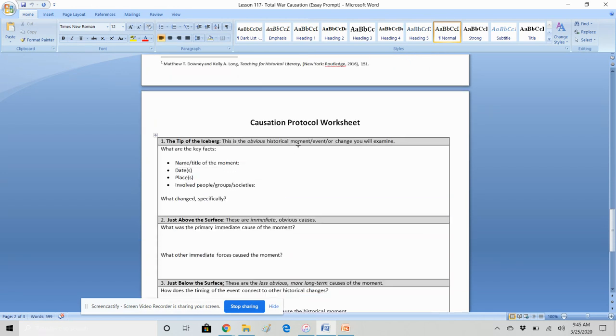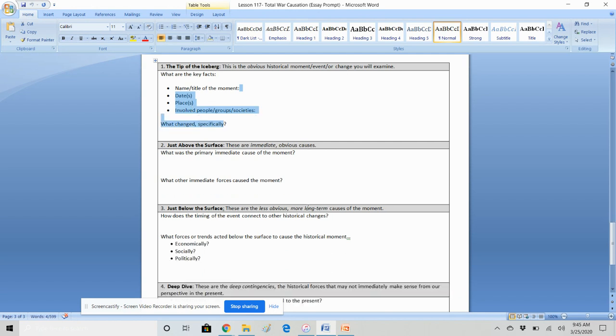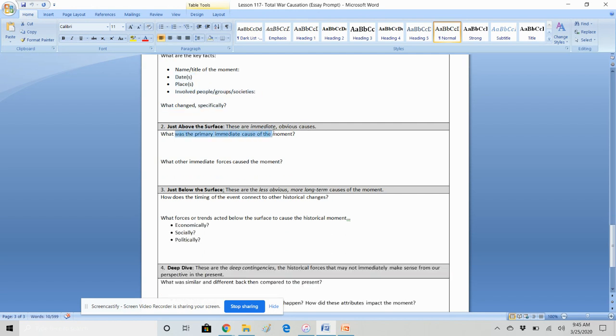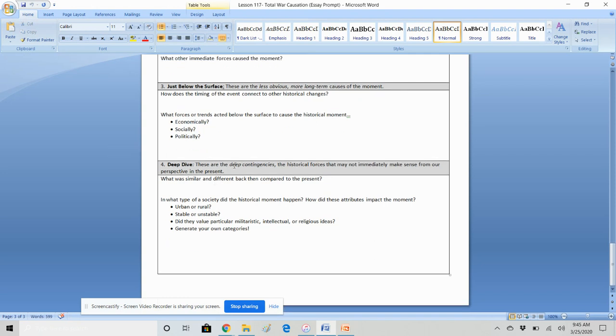So this is the protocol worksheet. What I'd like you to do is consider what are the key facts: name, date of the movement, people involved, what changed. Just above the surface, what might be the immediate cause? What are some other causes that deal with it? Just below the surface, the less obvious, longer-term causes for the movement itself, thinking about larger historical changes, economic, social, and political trends. And then the deep dive: what are the deep contingencies, the historical forces that may not be immediately obvious by looking at the situation?